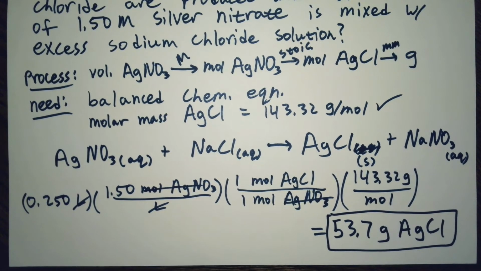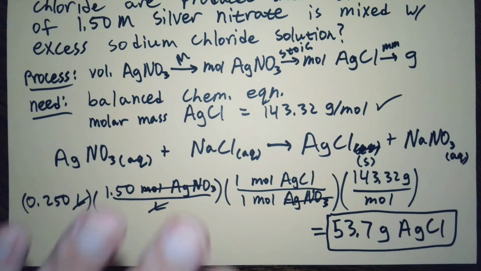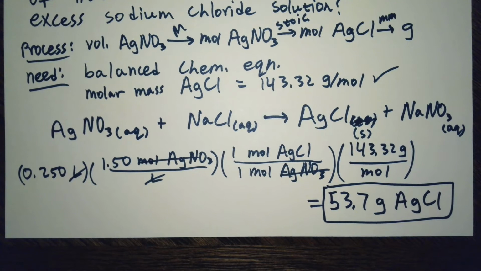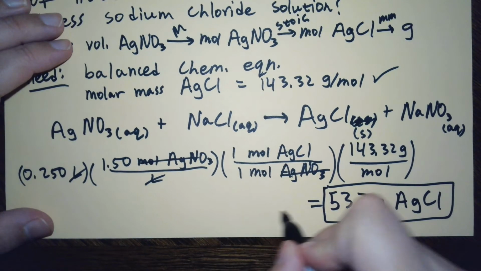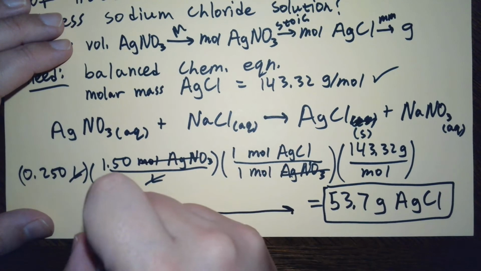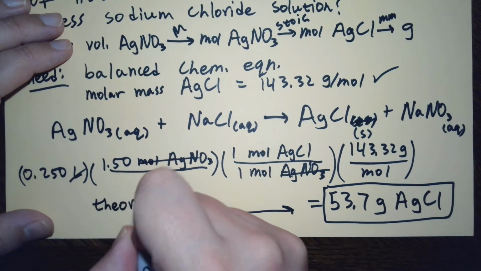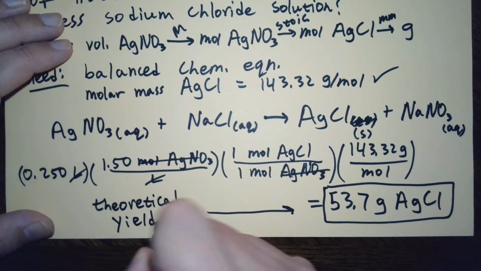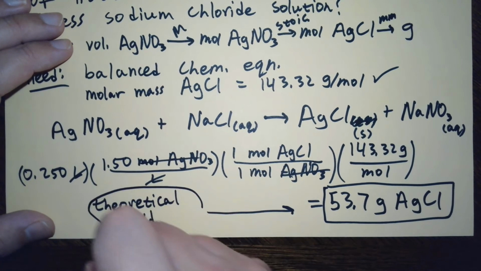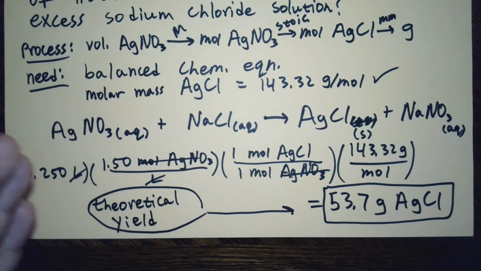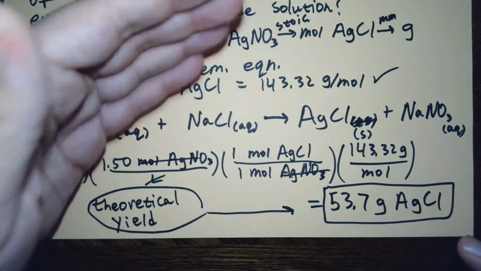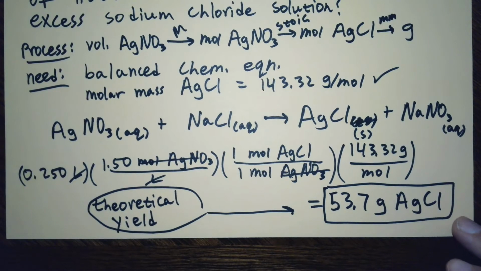That's what I would get. At least in theory, that's what I would get. All right. This is known as a theoretical yield. This is like everything goes right. You don't lose any, your lab partner doesn't spill anything. You get 100% conversion on the reaction.